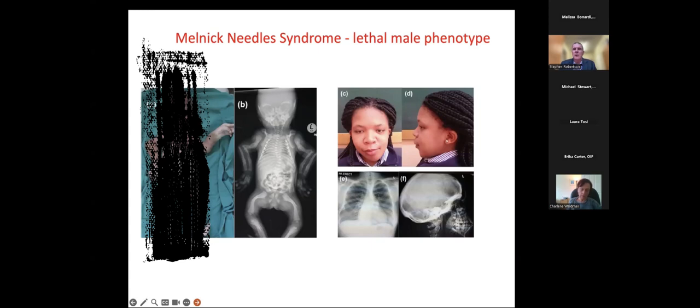So we probably see a close overlap here between OPD2 and Melnick-Needles syndrome, indicating that it's probably the same pathomechanism. It's just that the mutations are intensifying it as we go further down the spectrum of severity of this set of filaminopathies.